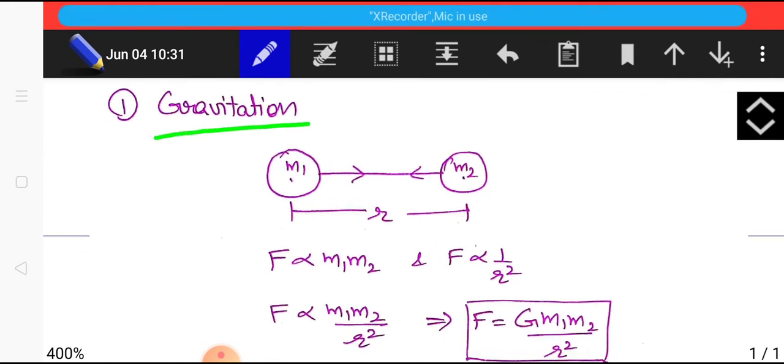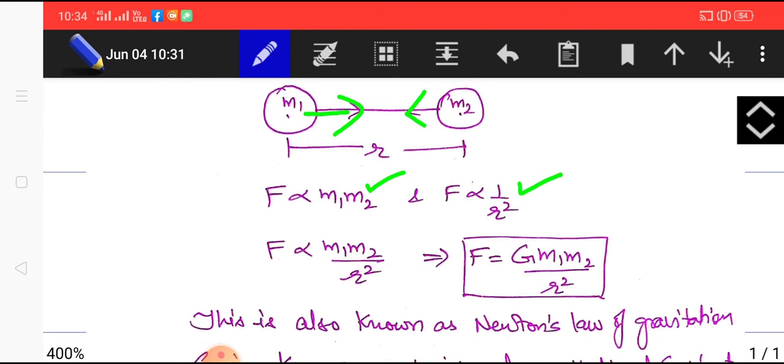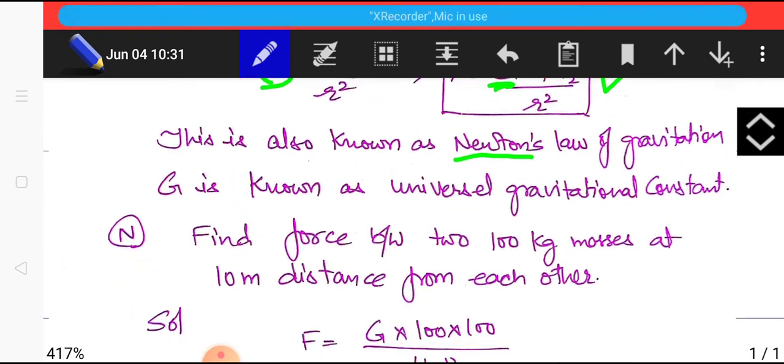What is gravitation? Gravitation is the fundamental force of attraction between any two masses present in this universe. This force is directly proportional to product of masses and inversely proportional to square of distance. This law was found by famous scientist Newton and it is known as Newton's law of gravitation. When we remove the directly proportional sign, there comes a constant capital G, which is known as universal gravitational constant.